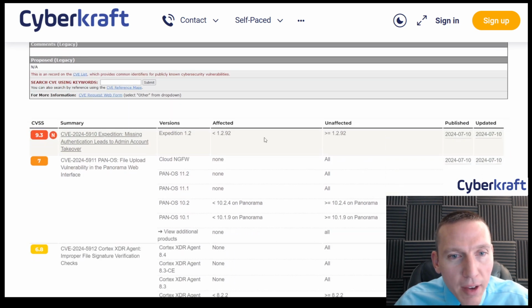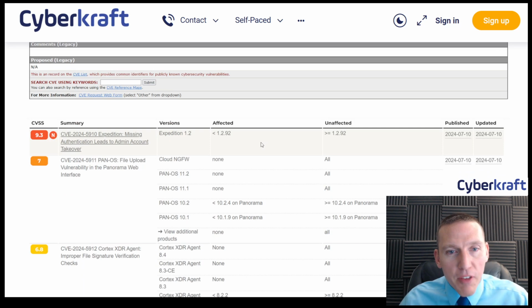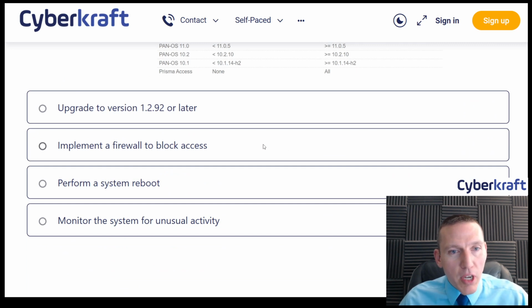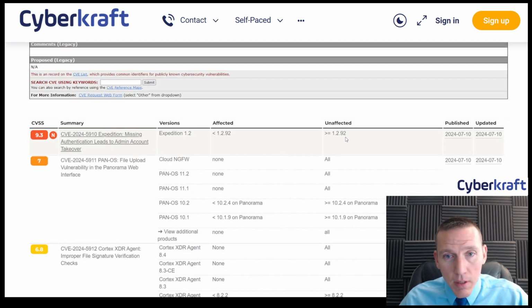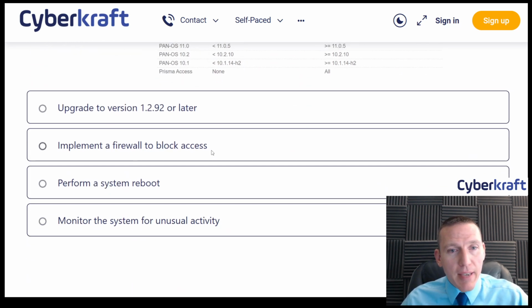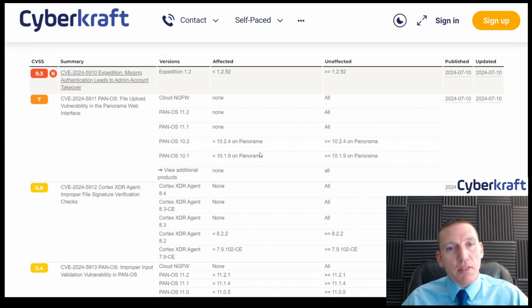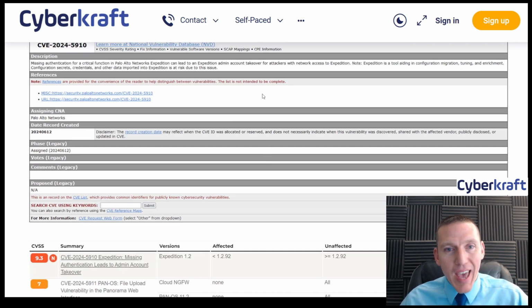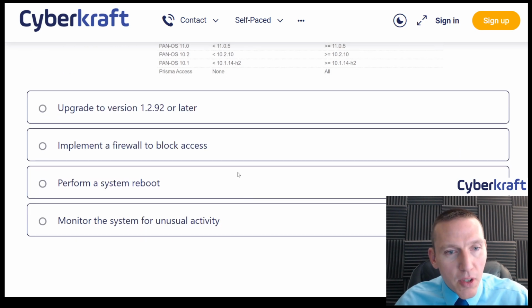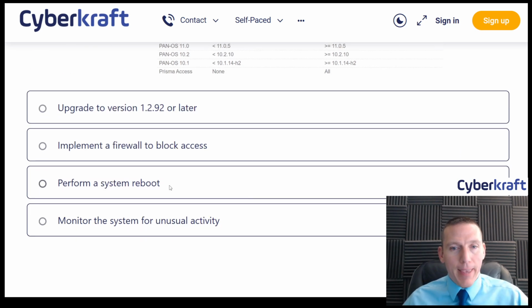What other clues do we have? All right, it affects these certain versions. These versions are not, so anything below this version is affected. Let's see, upgrade to version 1.2.92 or later. I mean, that would do it. Implement a firewall to block access. Well, that's not necessarily going to help us, because if attackers have network access, then they're going to have access to this. So I don't think that's necessarily so good. Perform a system reboot. That's not going to help.